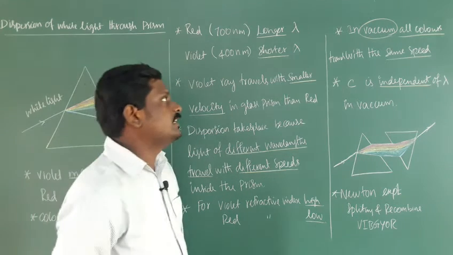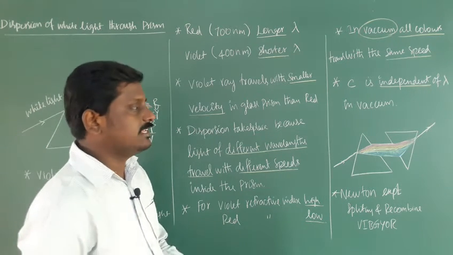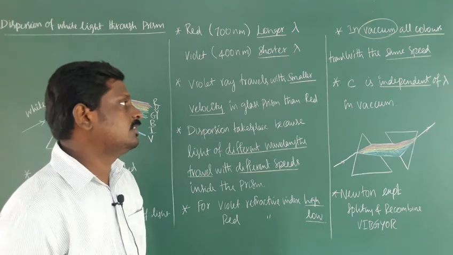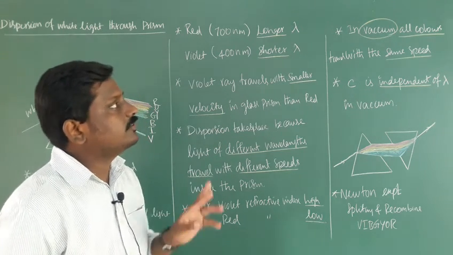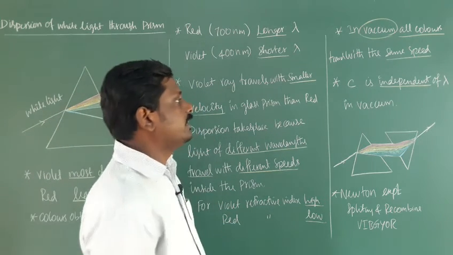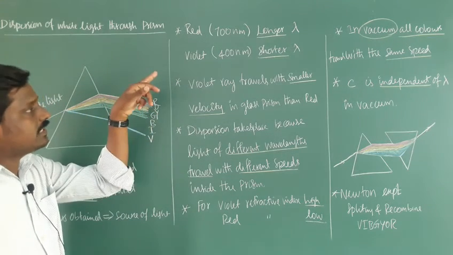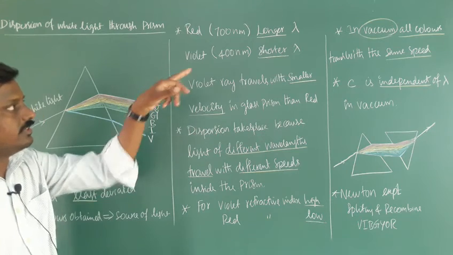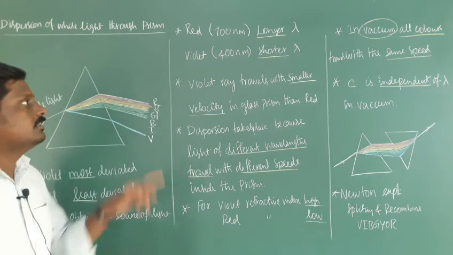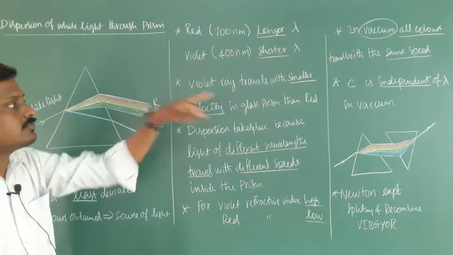But in vacuum, that is free space, all colors travel with the same speed, that is the velocity of light. Light is an electromagnetic wave, and electromagnetic waves travel with the speed of light. In vacuum all colors travel with the same speed. The speed of light is independent of wavelength in vacuum. For example, violet has a shorter wavelength of 400 nanometer, but if it is in the glass prism, it has a smaller velocity.